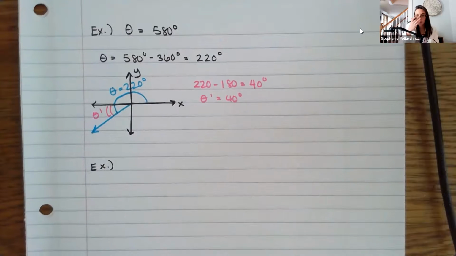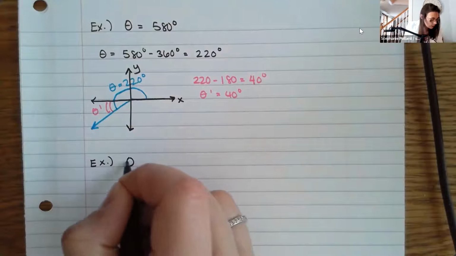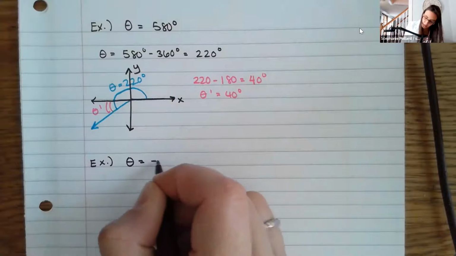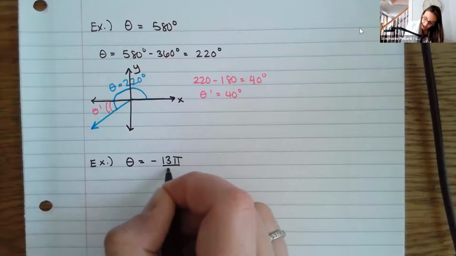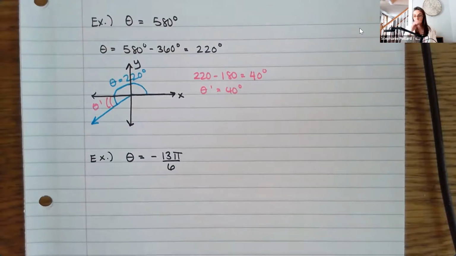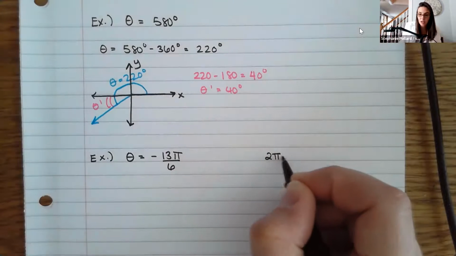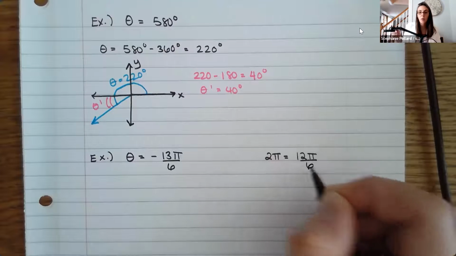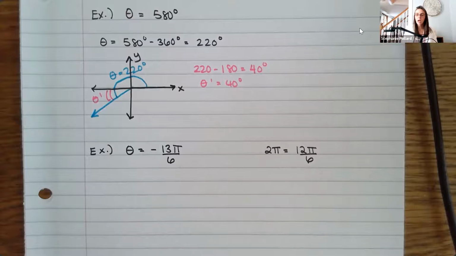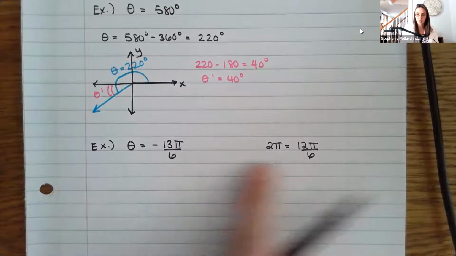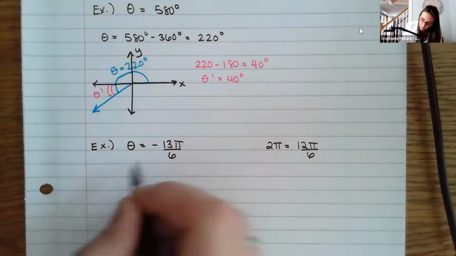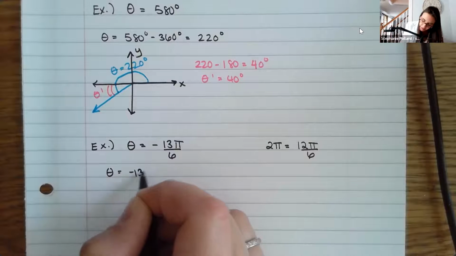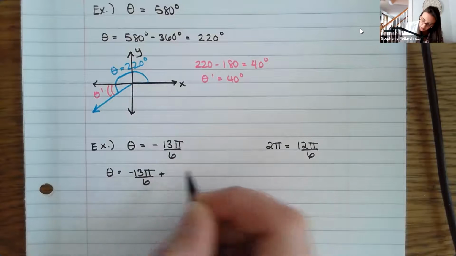You can also do it with radians. So let's say I have something, I'll do another negative here, negative 13 pi over 6. Now, this is more than one full rotation. It's negative, so it's going the other direction, but if you think about it, right, 2 pi is a full rotation around. And if I was in 6, that would be 12 pi over 6. So I'm going more than a full rotation. So what's happening here is, again, I'm going to get rid of one of those rotations. Because it's negative, in this case, to find the coterminal angle, I'm going to add the 2 pi.